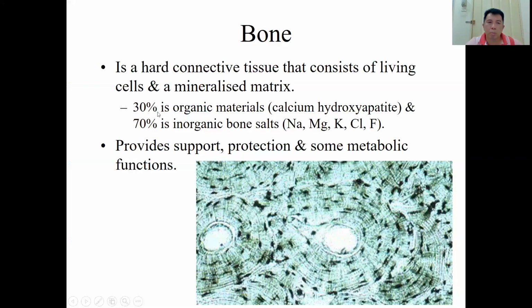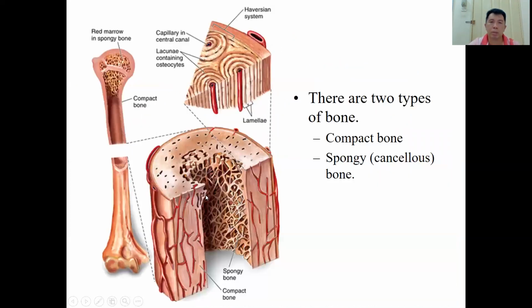Bone is a hard connective tissue that consists of living cells and a mineralized matrix. The mineralized matrix is 70% inorganic material, such as calcium and hydroxyapatite, and 30% organic material. Bone provides support, protection, and some metabolic functions. There are two types of bone: compact bone and spongy bone. Here this one is compact bone and the spongy is here.